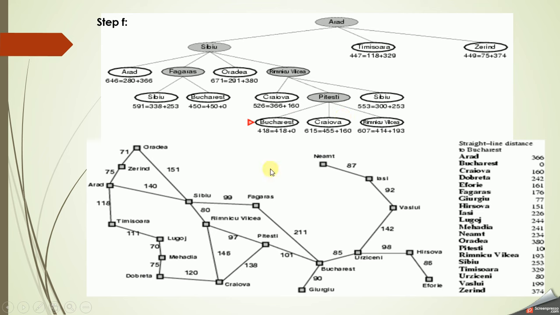Expanding this Pitesti, from Pitesti to Rimnicu Vilcea, Craiova and Bucharest. All those three we are expanding. Same way, calculating the g of n value, that is Bucharest to Pitesti is 101. Pitesti to Rimnicu Vilcea is 97. Rimnicu Vilcea to Sibiu is 80. Sibiu to Arad is 140. So we are calculating all these four path costs. We have got 418, plus Bucharest's h of n value is 0. We have got f of n as 418.